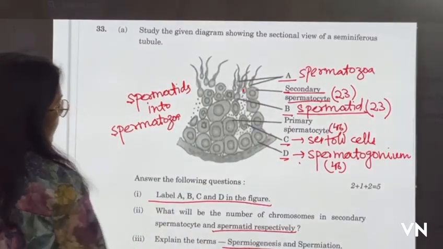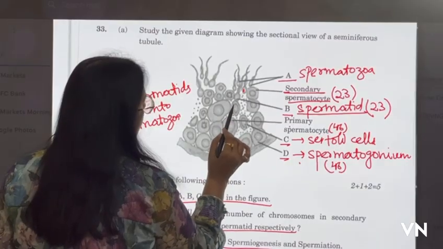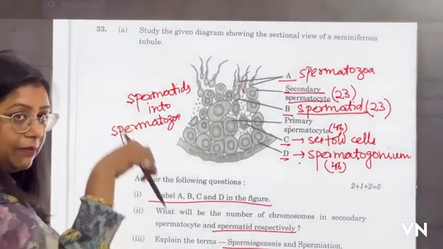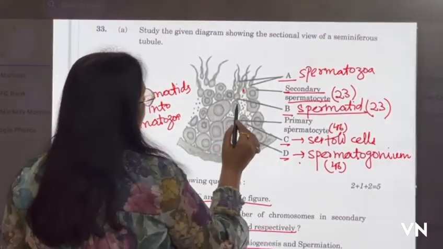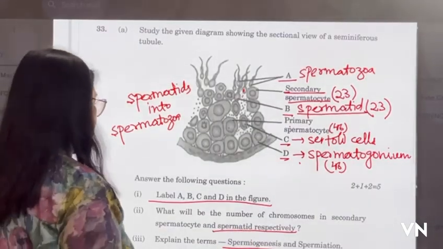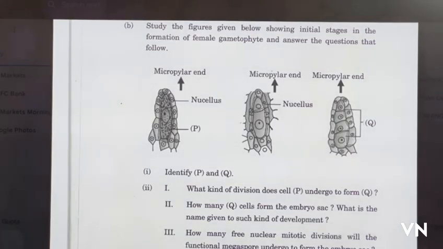And what is spermiation? Here you can see that the Sertoli cells and spermatids are joined. Actually the head of the spermatid is embedded in the Sertoli cells for nutrition. So spermiation is the release of the head of the spermatid from the Sertoli cells.